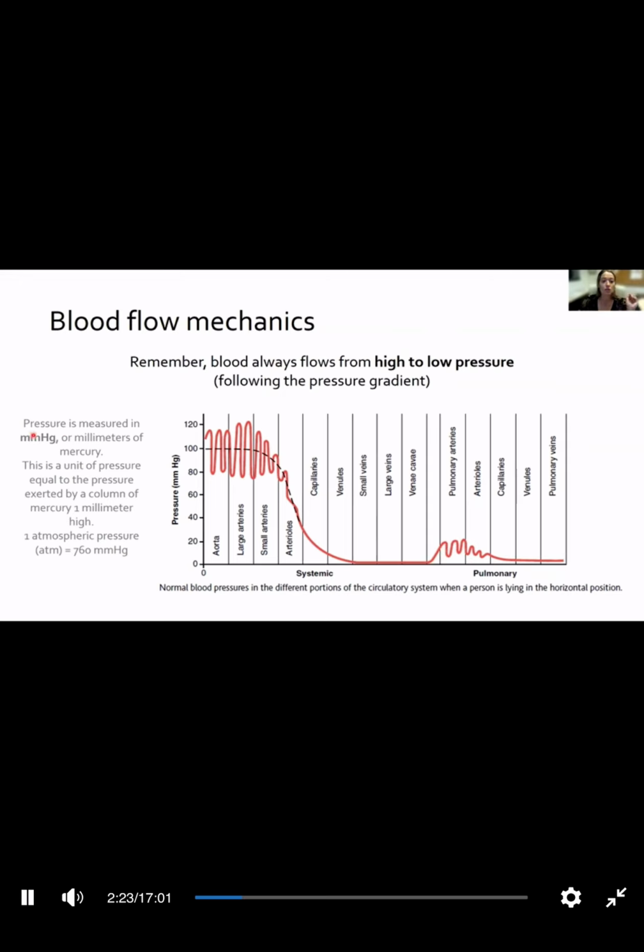You'll notice throughout this presentation, pressure is measured in millimeters of mercury. This is just a basic unit of pressure that is exerted by a column of mercury 1 millimeter high. Don't worry about exactly what that means. Let's just call it an arbitrary unit of pressure. There's also atmospheric pressure, or ATM, and that is equivalent to 760 millimeters of mercury.